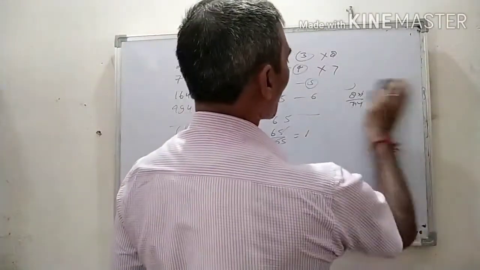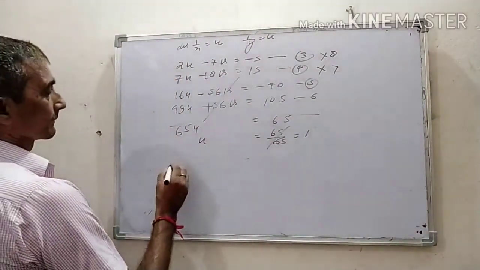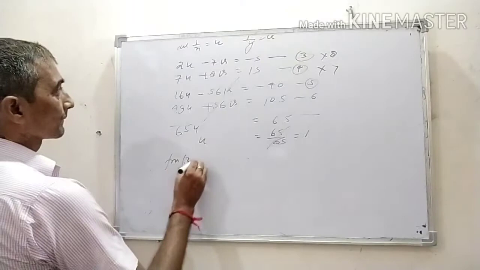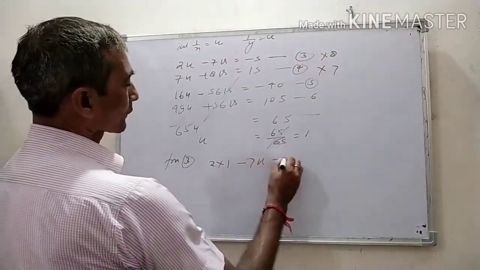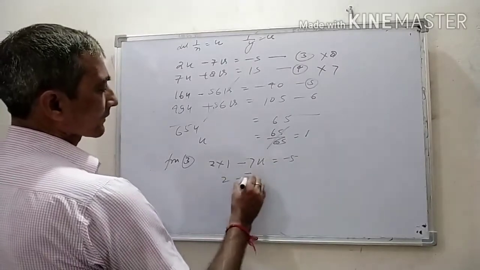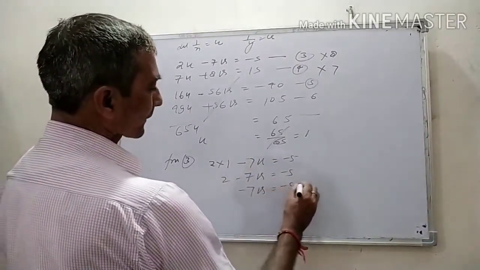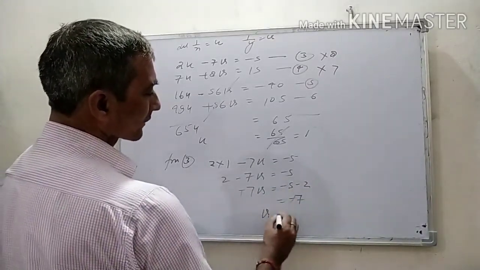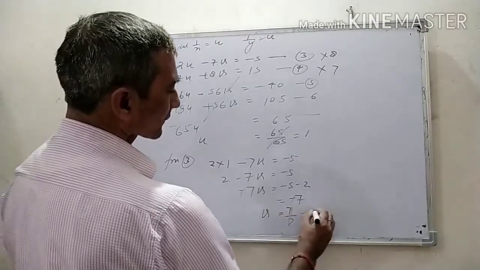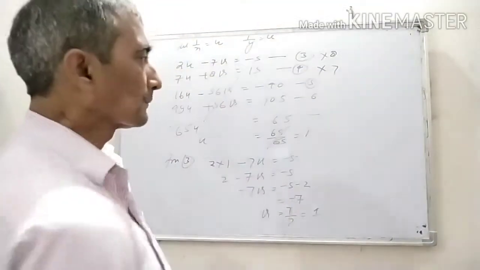Now what is the value of v? Taking equation number 3, 2 into 1 minus 7v equal to minus 5. 2 minus 7v equal to minus 5, 7v equal to minus 5 minus 2, that is minus 7. Minus will be cancelled, 7 by 7 is also equal to 1. v is also equal to 1.